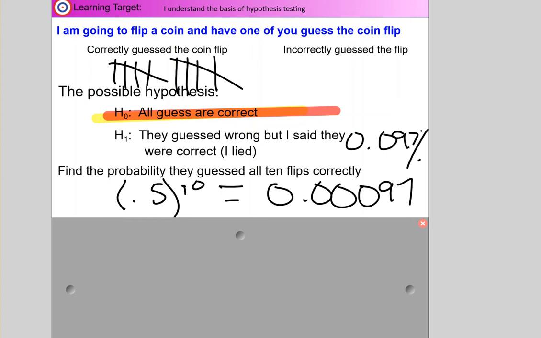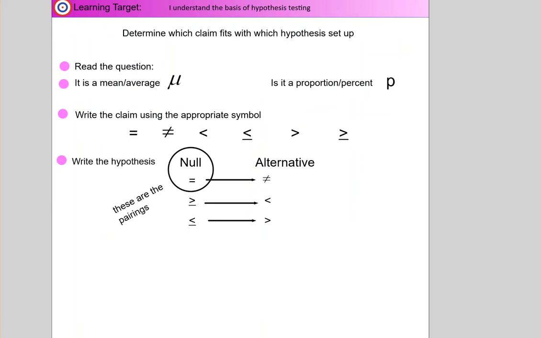Okay, so let's actually practice writing some null and alternative hypotheses. Remember, the first thing you want to do is figure out which option you're writing. Are you talking about a mean or average and you're using mu, or are you talking about a proportion or percent and you're going to use p? Then you want to make sure that you have the appropriate symbols. Remember, for our null hypothesis, we only use the equal sign. And for our alternative, this really depends on what claim is being made. So we'll look at some examples. I think as you read the examples, you'll get an idea for what that alternative hypothesis is supposed to be.